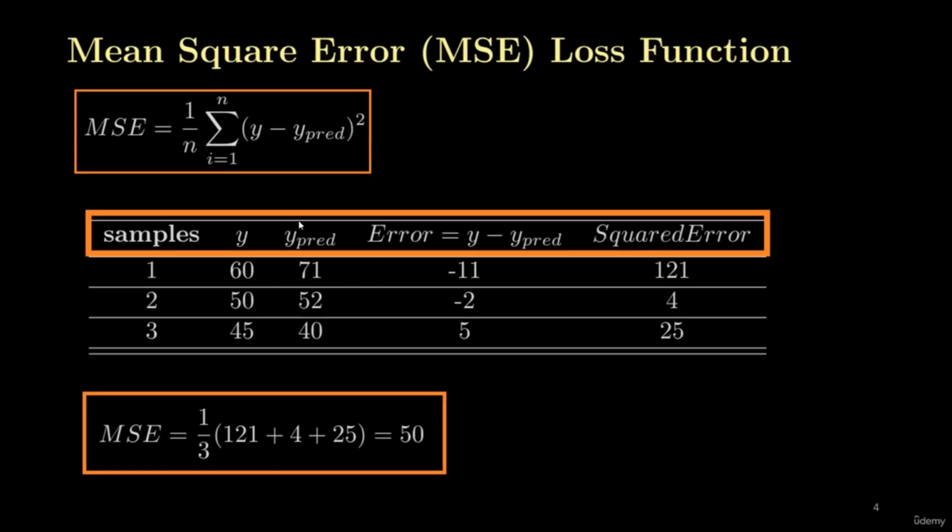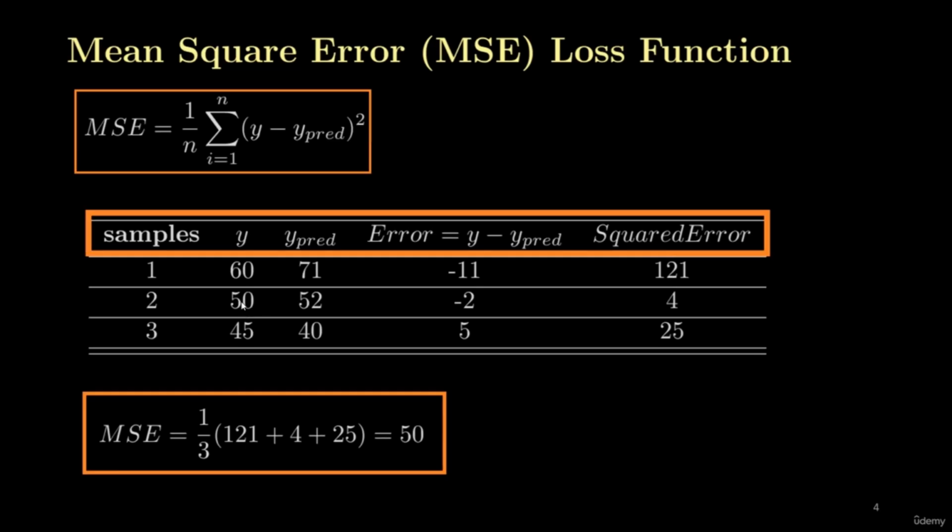Here is a small example which explains how to calculate the mean square error. We have three samples: 1, 2, and 3. For the first sample, the value of the actual label, that is y, is 60. The value of the predicted label is 71. So here the error is -11. If I square -11, I will get 121.